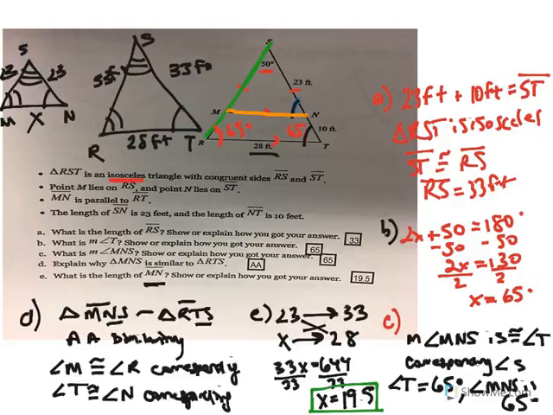I showed where all my answers go with each thing. That's how we want you to set up your work, okay? If you don't show us where the answer to part A is, we're going to assume that you did not answer the question. If you don't show us where the answer to part B is, so on and so forth, okay?